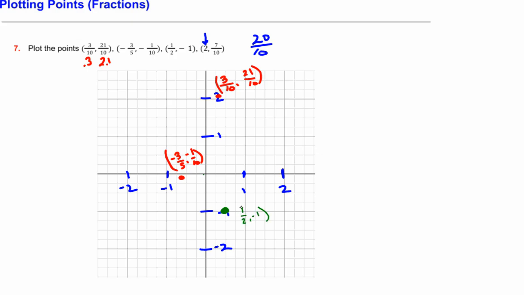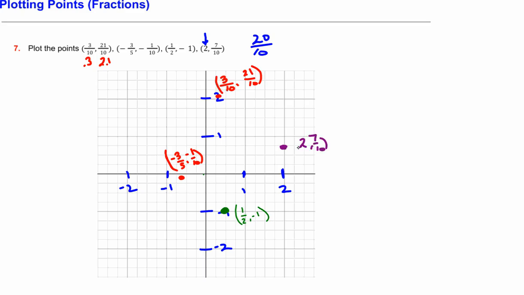And the last one, 2/7. So one more time, we're going to go over 2 and then up 7/10. That's a little bit less than 1. And so that would be about right in here. So this would be the ordered pair, 2/7.